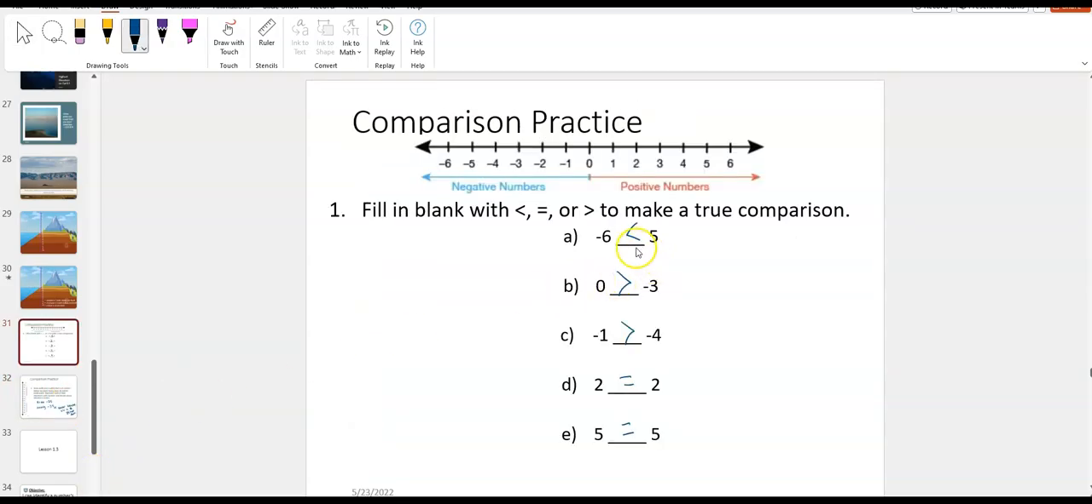All right, so here we have our stuff. -6 is less than 5. 0 is greater than -3. -1 is greater than -4. 2 is equal to 2, and 5 is equal to 5.